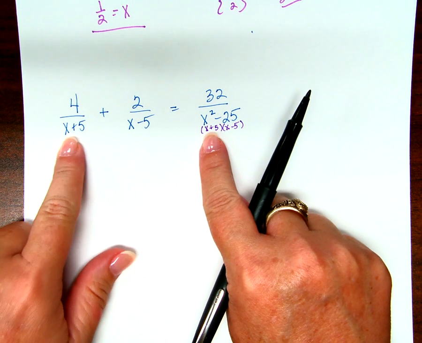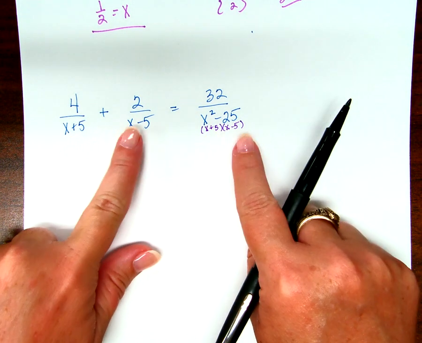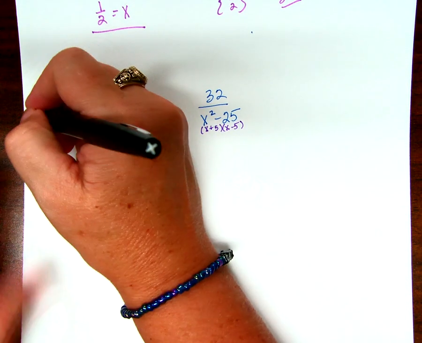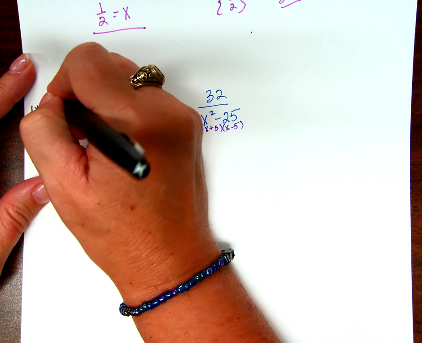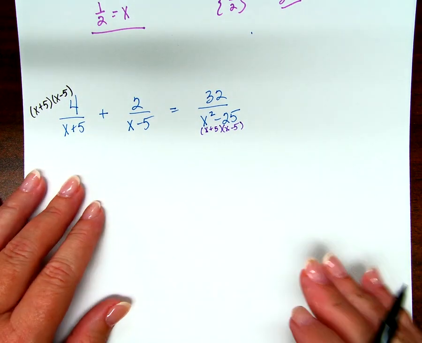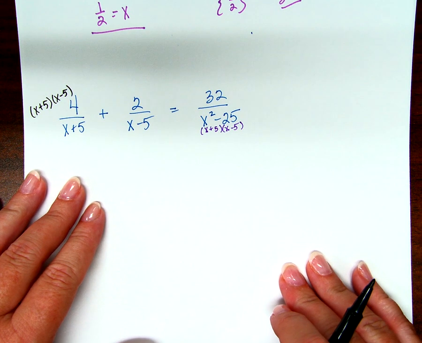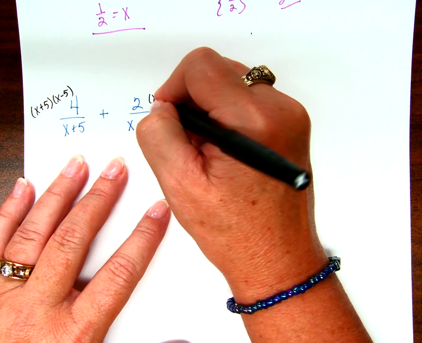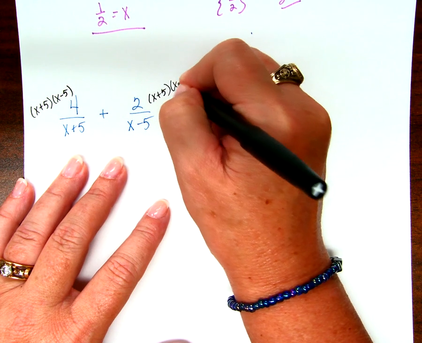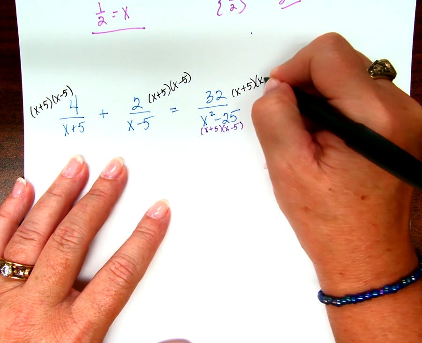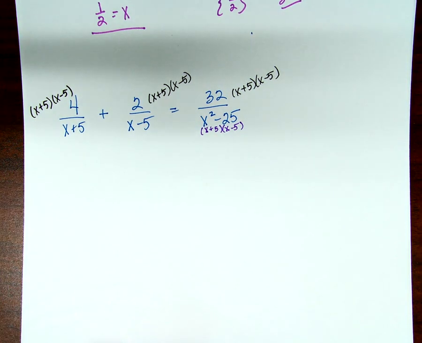So do you see how these kind of match up? So if I'm choosing the least common denominator, I'm going to end up choosing x plus 5, x minus 5. Do you see how everything in the denominator is going to cancel out? It may leave some stuff left over in the numerator, but everything's going to cancel out if I multiply each term by x plus 5, x minus 5. Does that make sense?